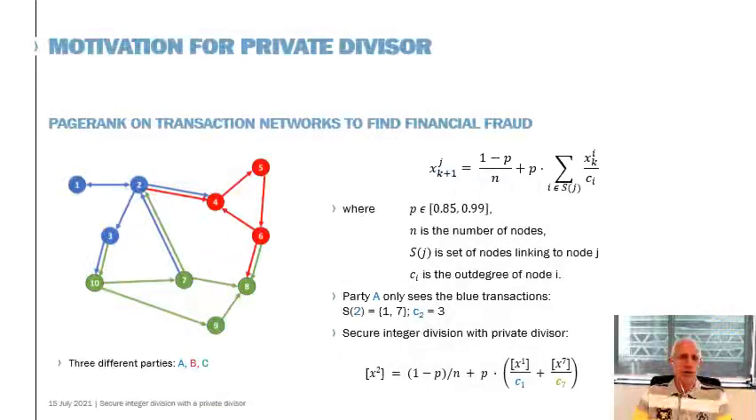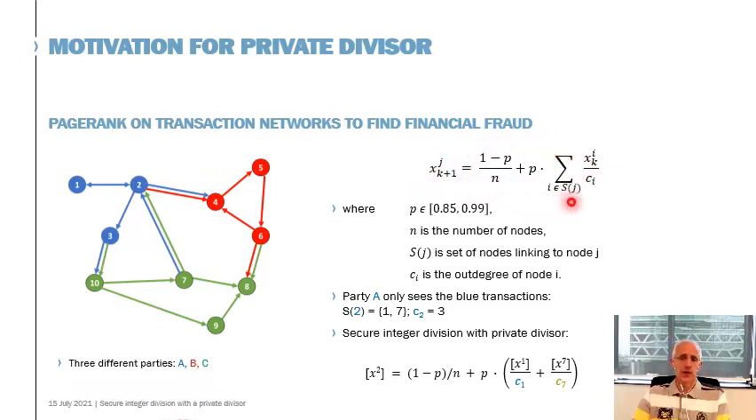You can use a private divisor, for example, when securely computing with transaction networks. You see 3 banks, each with their own color. It's a transaction network, so each node is a client, and an edge is a transaction, and the banks are not allowed to share the transactions, but they want to find financial fraud within the joint graph. You could, for example, use a PageRank algorithm to compute PageRank values.